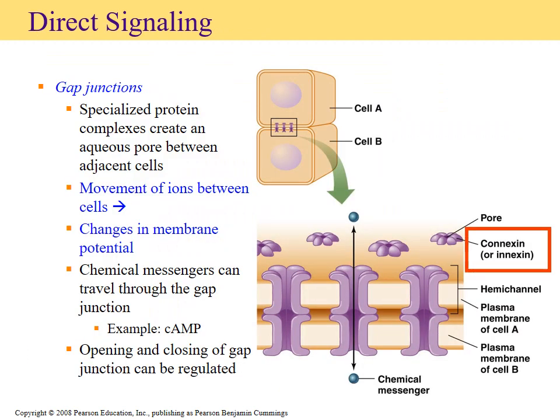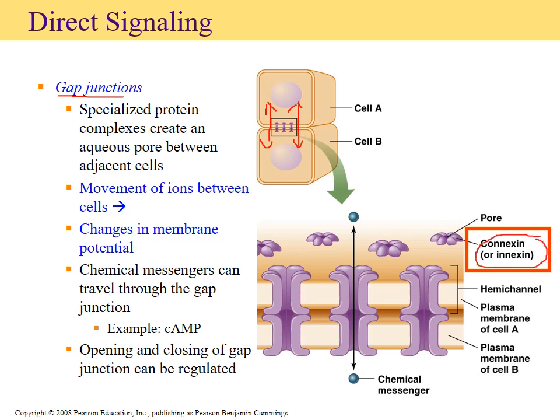Now, to stick on the topic of direct signaling, I just want to show you a little bit more of a detailed picture of your gap junction. So I mentioned to you before, it is you allowing to share cytoplasmic content between neighboring cells. And what's really cool about this is that the actual gap, the opening, is going to be made by these interlocking proteins that are called connexin.